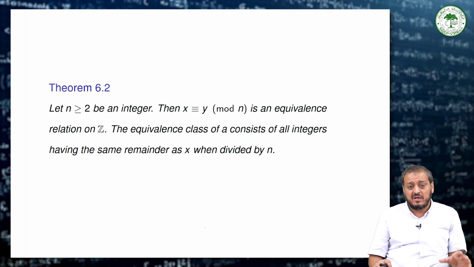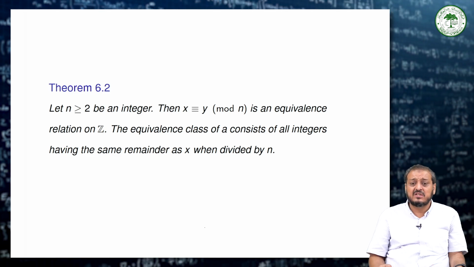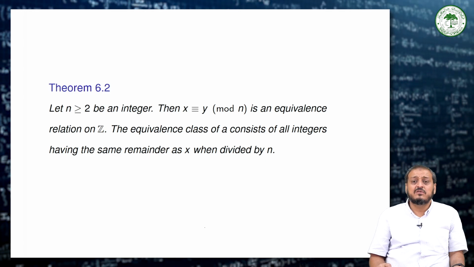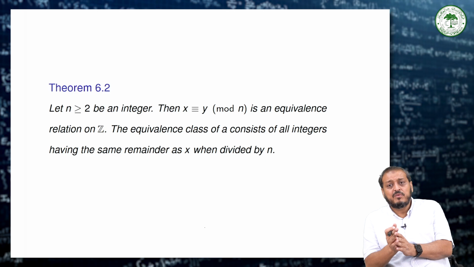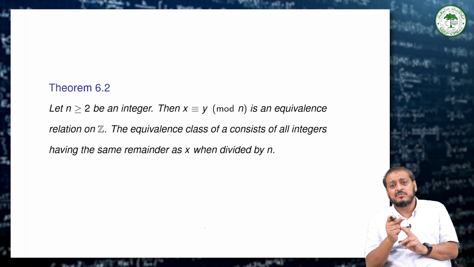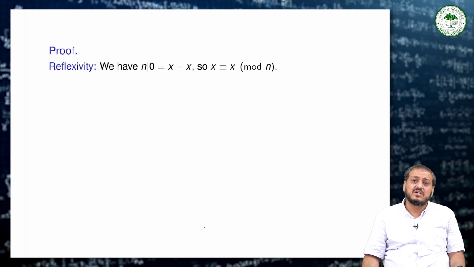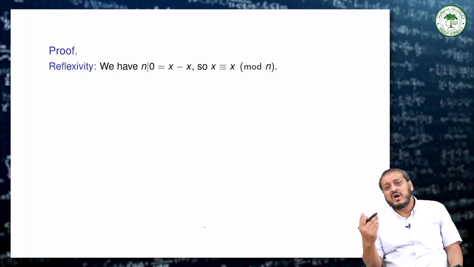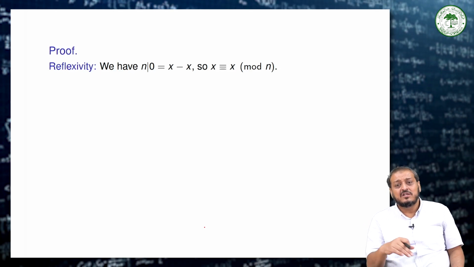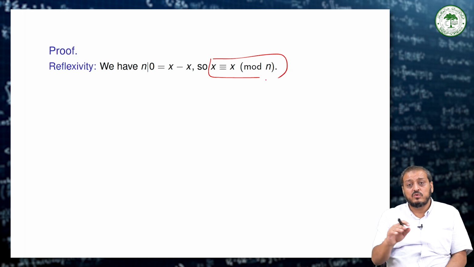We have n greater than or equal to 2 an integer, and the statement is that x congruent to y mod n is an equivalence relation. An equivalence relation means we have to satisfy three properties: reflexive, symmetric and transitive. Let us start with reflexivity. It holds because n always divides 0, and 0 can be written as x minus x. So n divides x minus x.